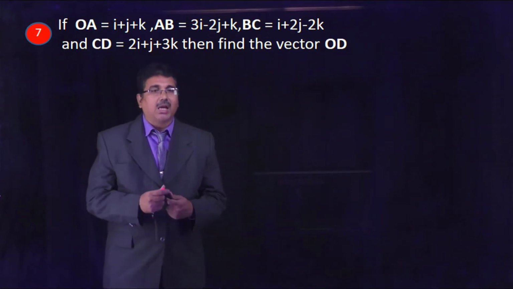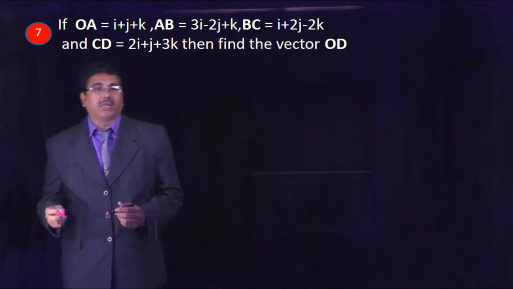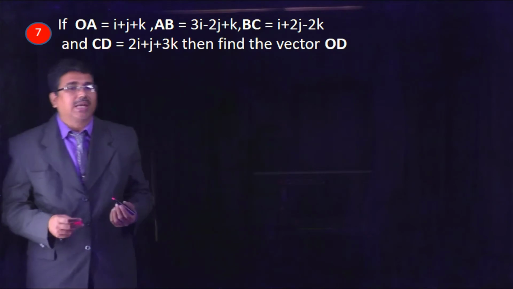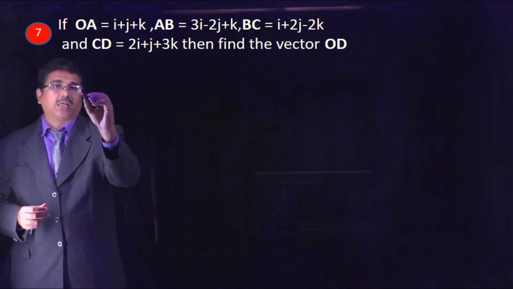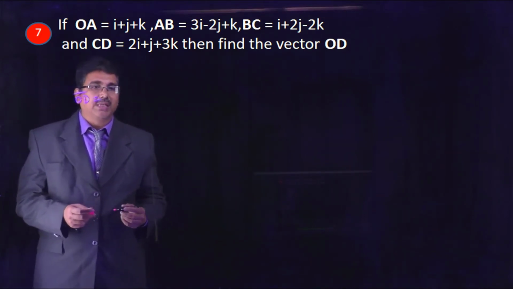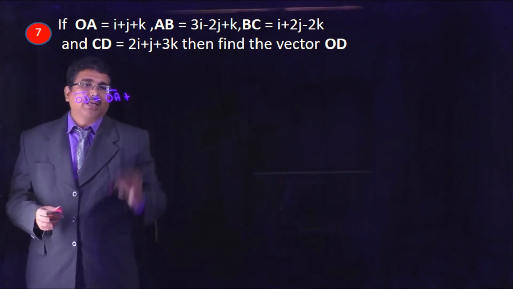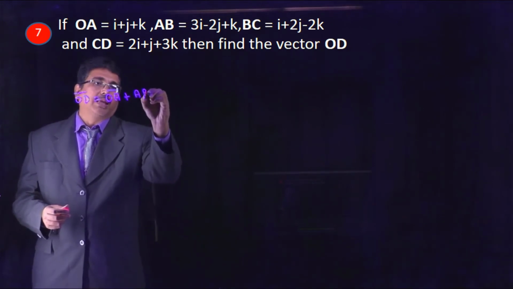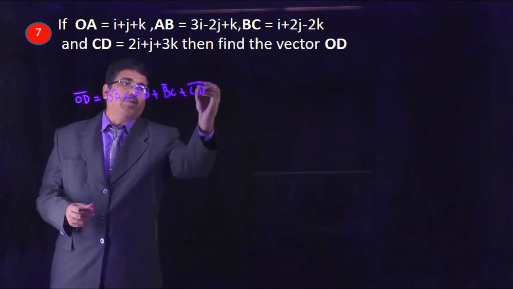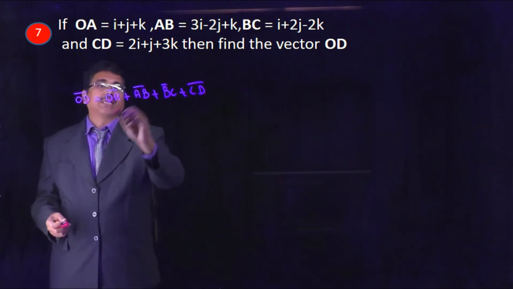Right. See how to find the vector OD bar by the property of addition of vectors. By the property of addition of vectors, OD bar is equal to OA bar plus AB bar plus BC bar plus CD bar.